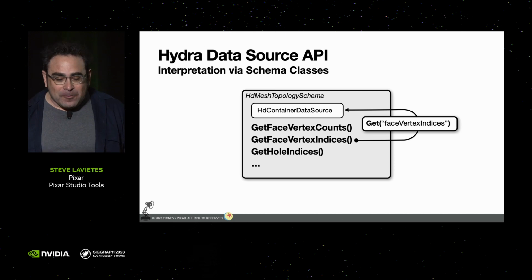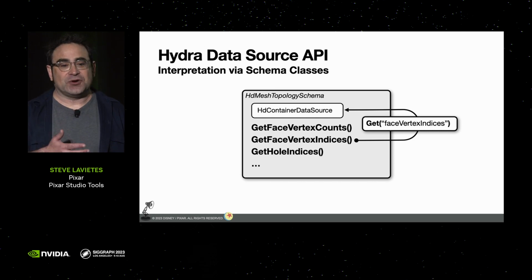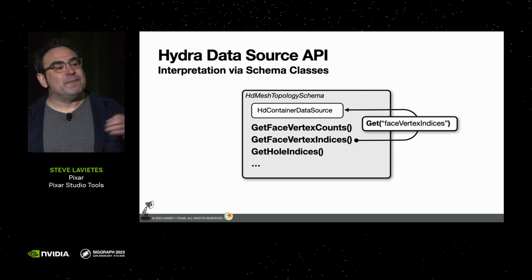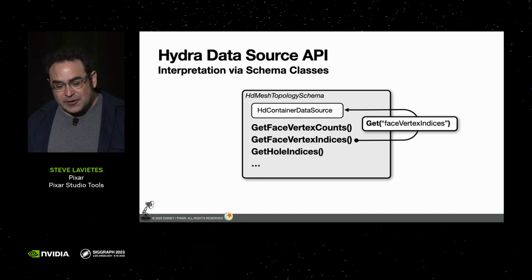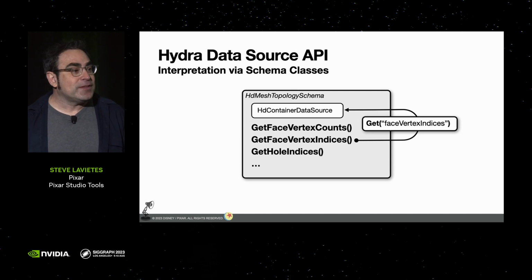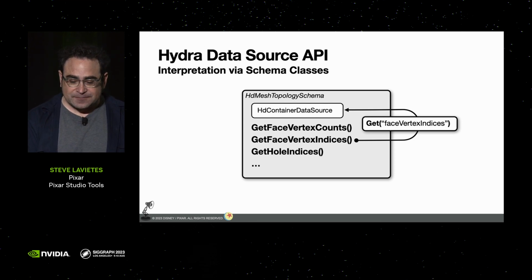So when I instantiate a mesh topology schema on a container data source, and I ask it for face vertex indices, it knows to ask the container for a field of a given name and to make sure that it is of the correct type. This is also very interesting because other information can ride along inside of the containers. So if you wanted to describe maybe a renderer-specific addition to what would go into mesh topology, you can put that in there, and you would just subclass the schema to include your additional fields.